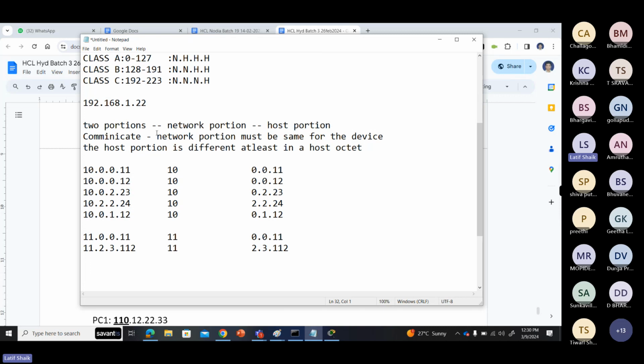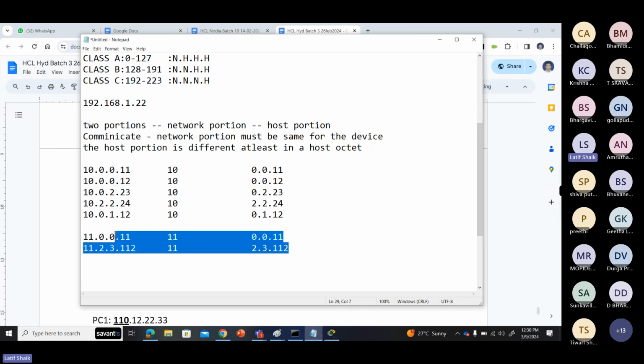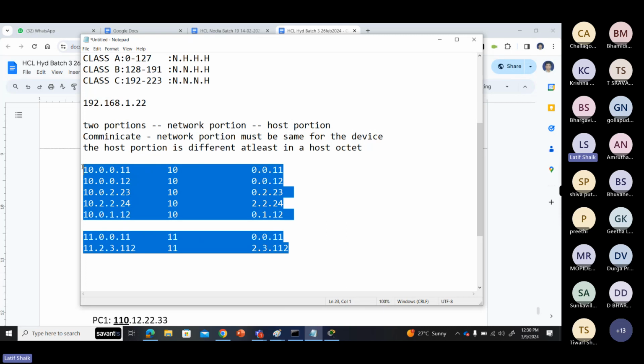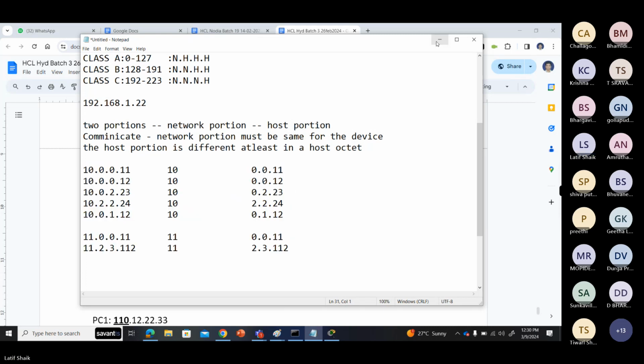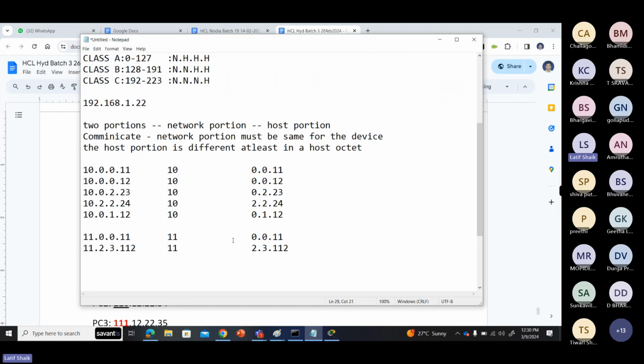Why? Because their network portion is different from here to here. This network portion is same, this network portion is same, but from here to here, different network portions. Okay. So if devices want to communicate in the network, their network portion must be same and host portion can be different. Not exactly: it can be one portion or all portions of host can be different.